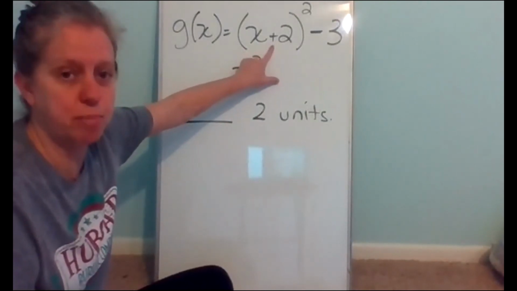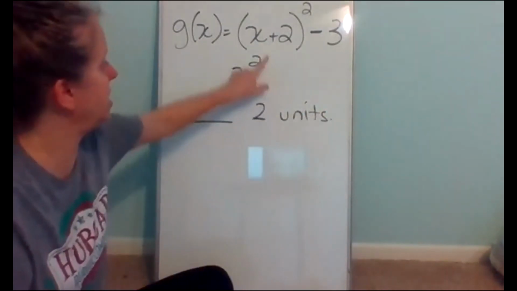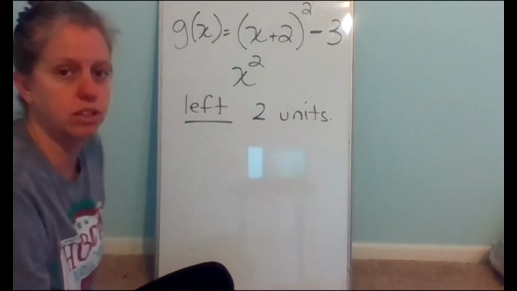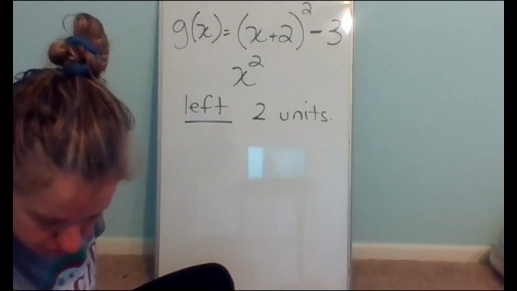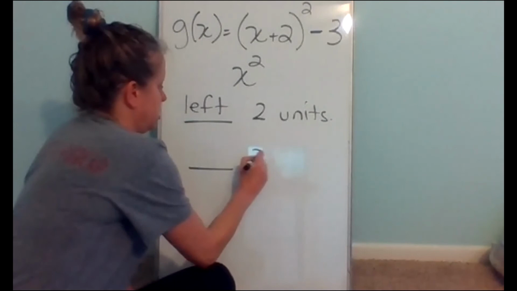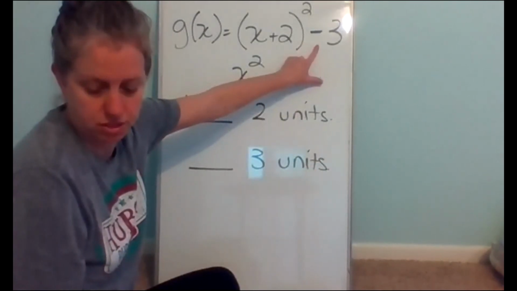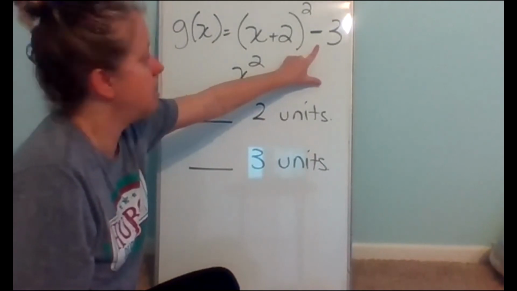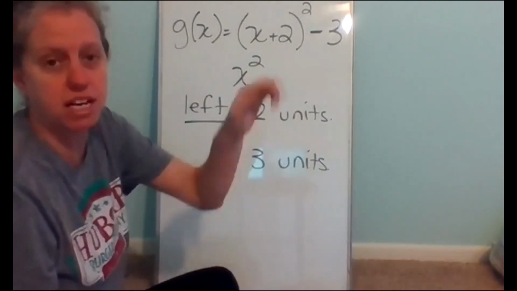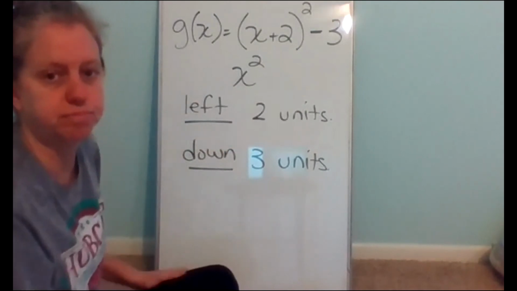So an inside number shifts you left and right, but you go opposite the sign. So since it's plus 2, I'm actually going to go to the left 2. And then it has a blank. Where are you going to shift it 3 units, which would be this move. So again, since it's minus 3, it's an outside number. So the minus 3 would shift it down 3.